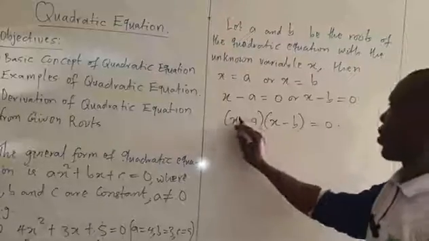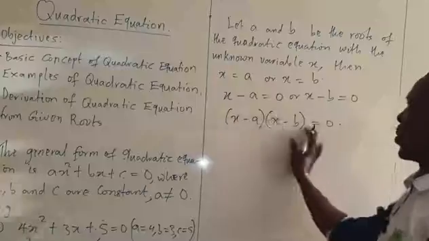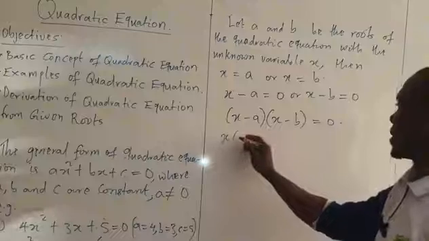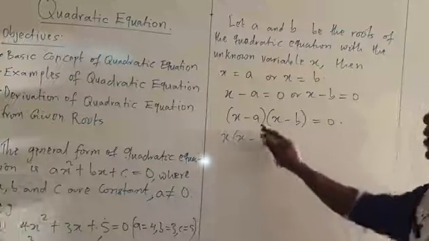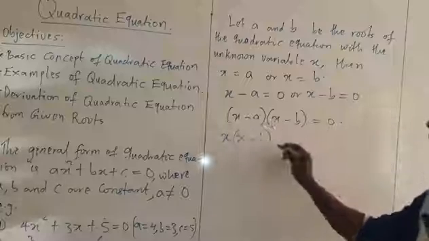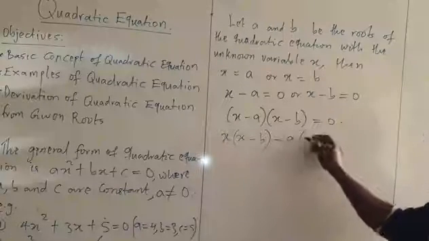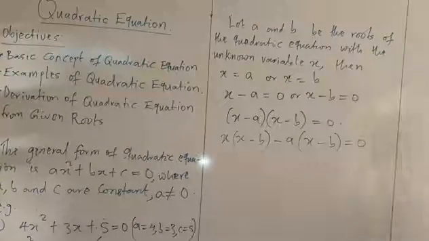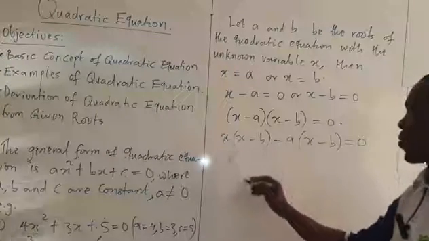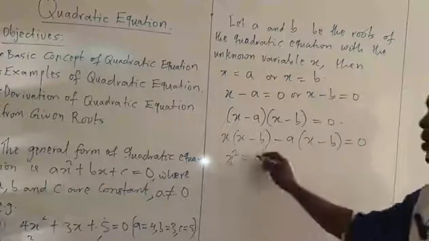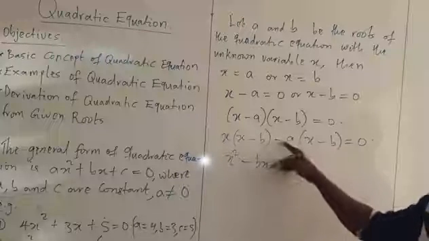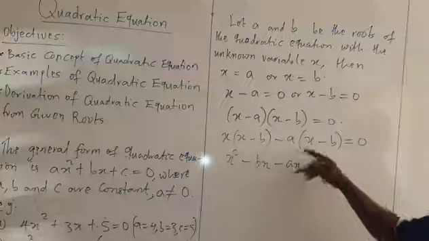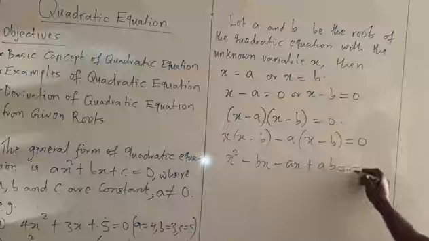So we use each of the terms in the first bracket to multiply the second bracket. So we have x from the first bracket multiplied by the second bracket, x minus b. Then use the second term from the first bracket, that is minus a, to multiply the second bracket, x minus b, equals 0. So you now open the bracket. So x multiplied by x, that's x squared, minus x multiplied by b, bx, minus a times x, that's minus ax, minus times minus, plus a times b, equals 0.